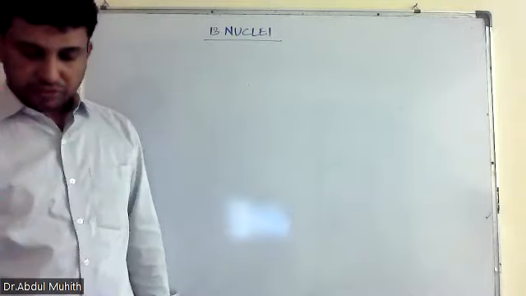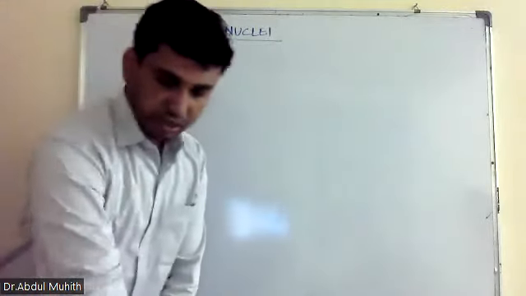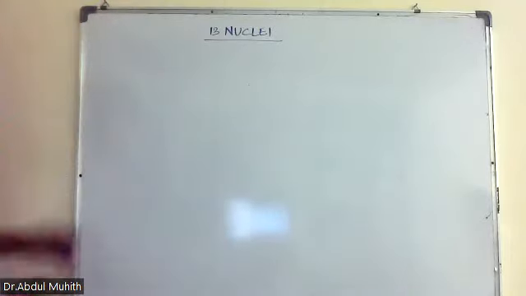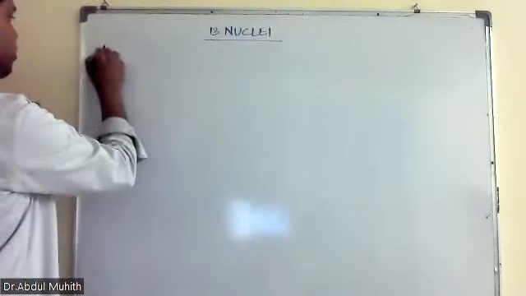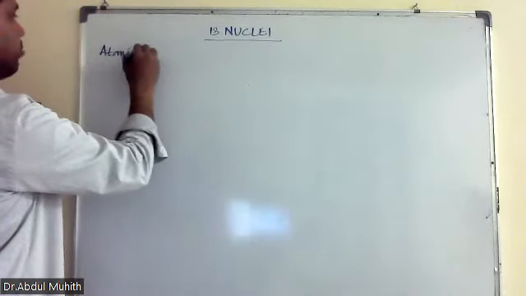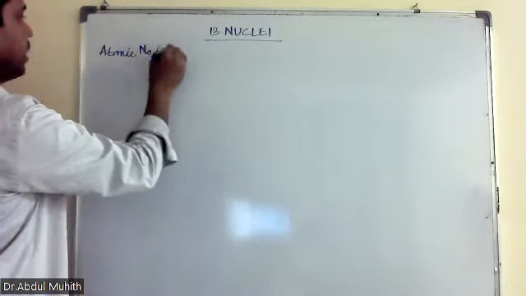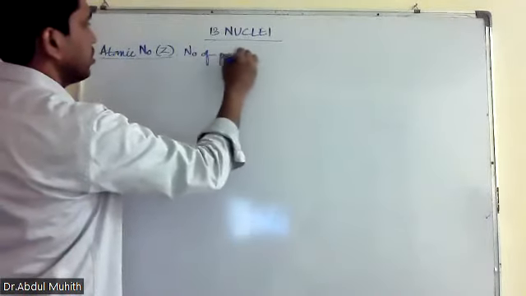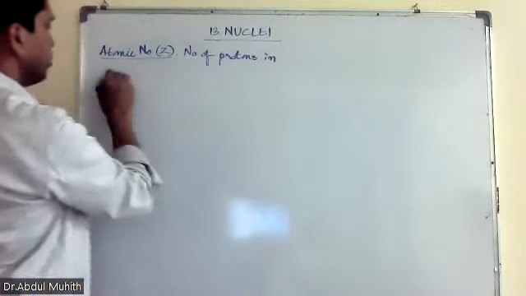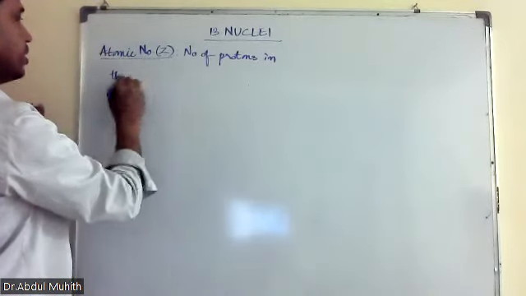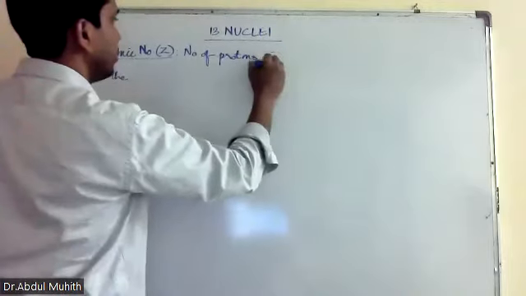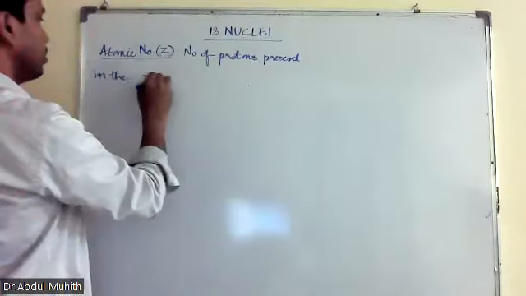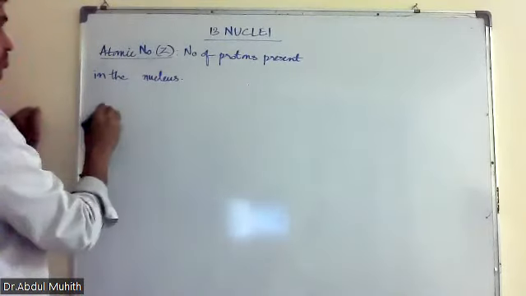Now, we'll start with the first topic, atomic number. What is atomic number? Atomic number is denoted by Z. The number of protons present in the nucleus is known as atomic number.